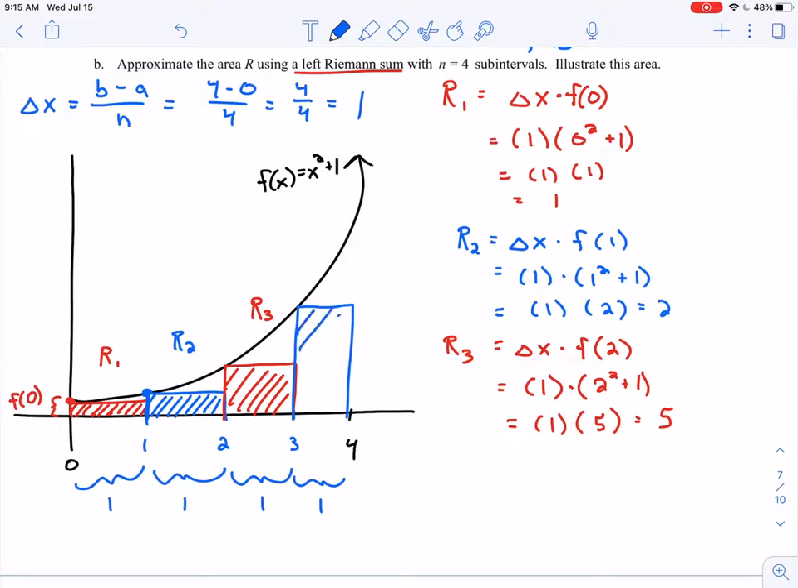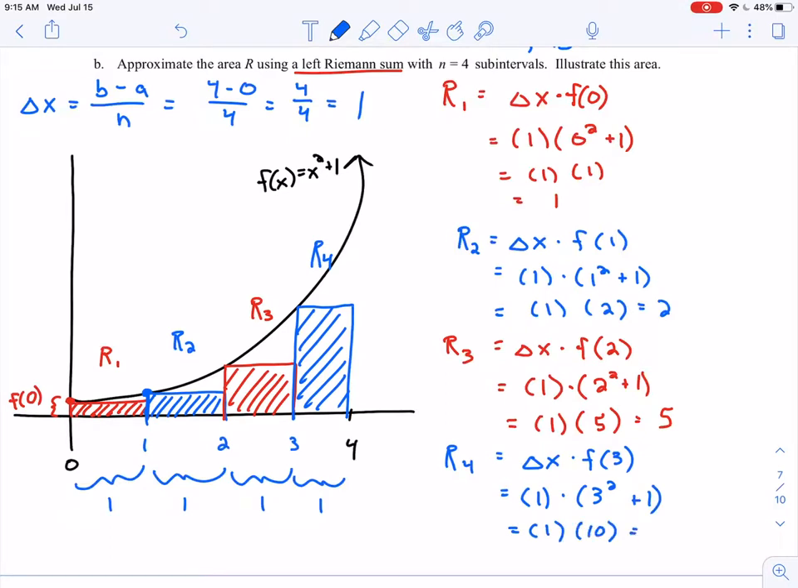I'll say, okay, here is the rectangle. I'm going to call this rectangle 4. So the area of rectangle 4 is again your base, which is still delta x, times the height of my function. We said we were using 3 to determine the height of our rectangle, so f of 3. So this would be 1 times f of 3. This would be 3 squared plus 1. So this is 1 times 10, which gives me 10.